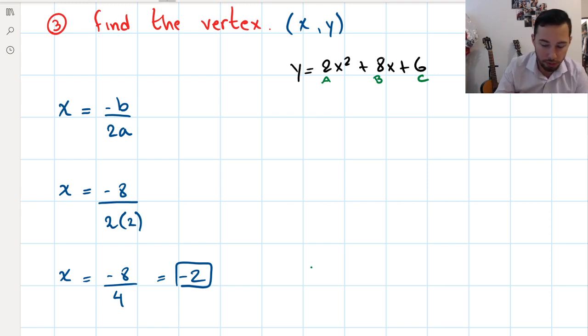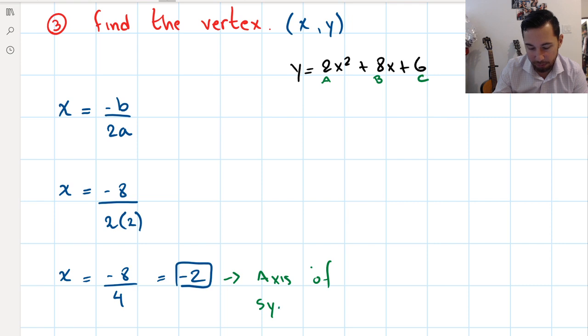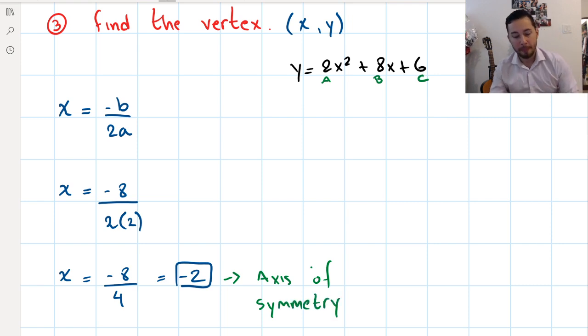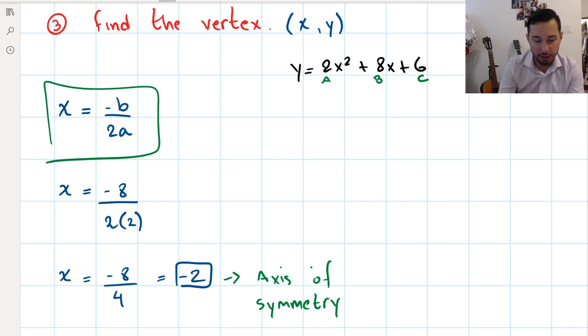This is also known as the axis of symmetry, and I'm 87% sure that this is how you spell symmetry. So my negative 2, my x value, is the axis of symmetry. This is the axis of symmetry equation. And I'm halfway done with my vertex. I found one of my numbers. I need the other one.